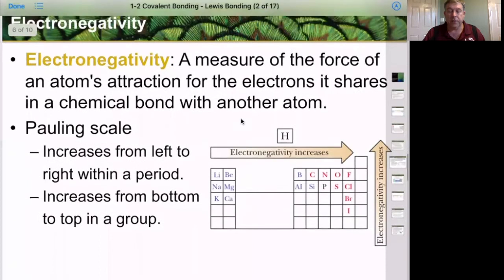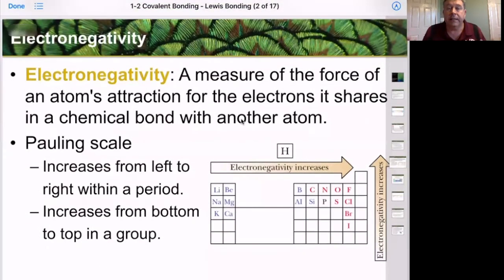Okay, so let's talk about electronegativity. Electronegativity is just the measure of the force of an atom's attraction to electrons it shares in a chemical bond with another atom, okay? Which really means how much do you really want that electron? So electronegativity increases as we go across the table and as we go up the table, okay? Which means fluorine is our most electronegative atom. It is the most likely to want to take away electrons from somebody else, okay?